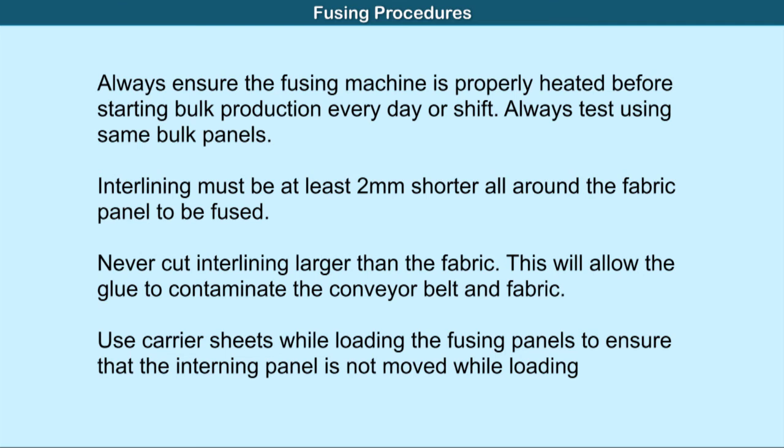Fusing procedures. Always ensure the fusing machine is properly heated up before starting bulk production. Every day or shift, always test using the same bulk panel. Interlining must be at least 2 mm shorter all around the fabric panel to be fused. Never cut interlining larger than the fabric. This way, the glue will not contaminate the conveyor belt and fabric. Use a carrier sheet while loading the fusing panels to ensure that the interlining panel is not moved while loading.